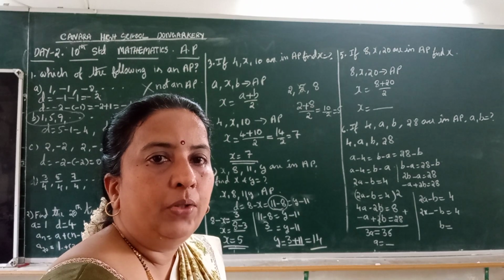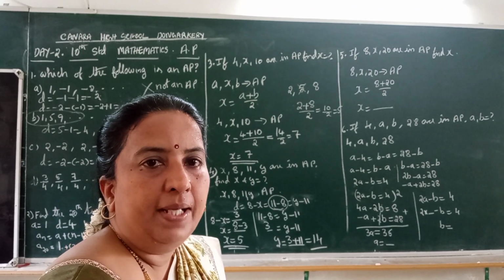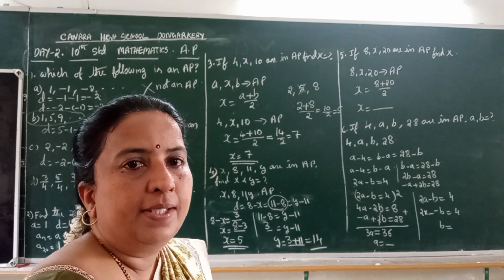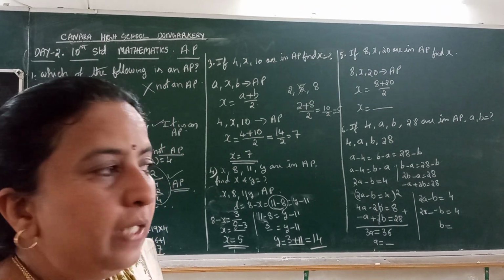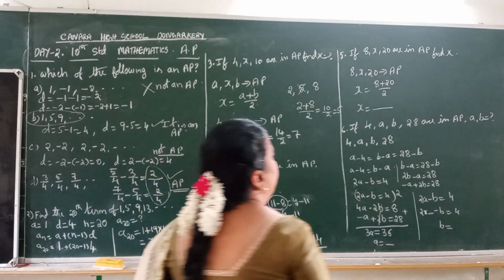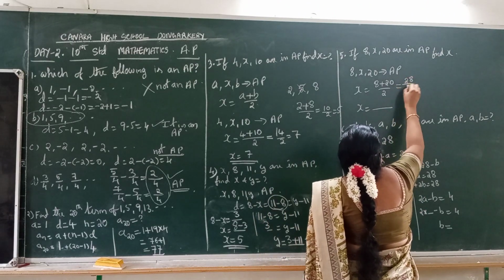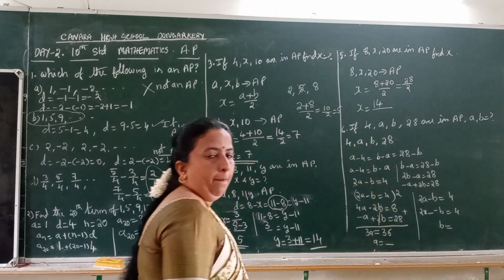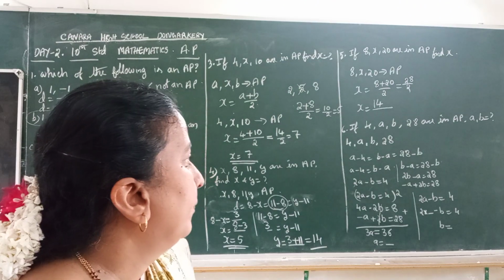Therefore, x is equal to, right, sum of the first term plus last term divided by 2. 8 plus 20 divided by 2. 8 plus 20 is 28. 28 divided by 2 is how much? 14. X is how much? 14.